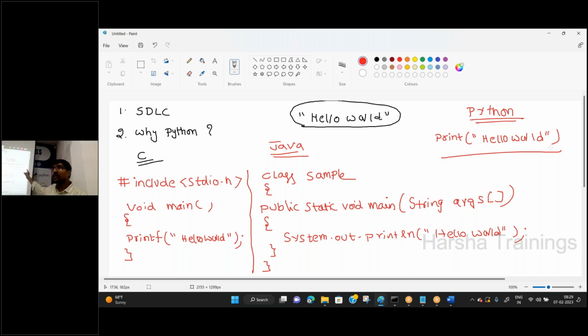But coming to Python, no need to import any module, no need to import any header file. There is not even a concept of main. Simply, we write a single line, and by writing that single line, my program is executed. Observe, based on this one only, we understand Python is a very, very easy language.